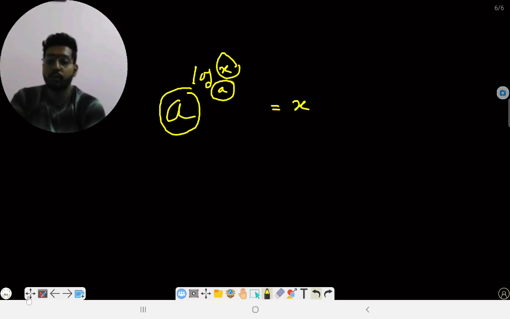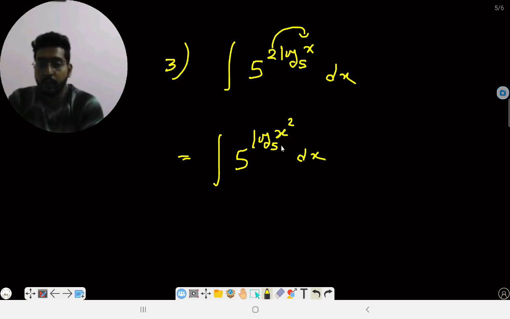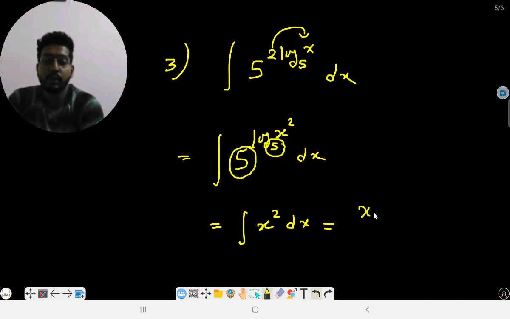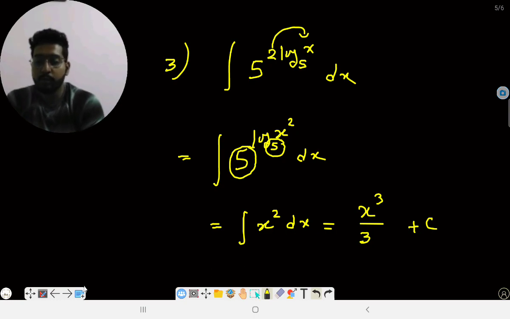So here also you can see 5 to the power 2 log x, that means if the 2 goes up, that will become x square base 5 dx. Now here you can see the base and the value are the same, that means we can use the property, so it will become x square only. So x square dx. Now what is the integration? x cube by 3 plus c, like this. So here you have to use the property only, the property of the logarithm.